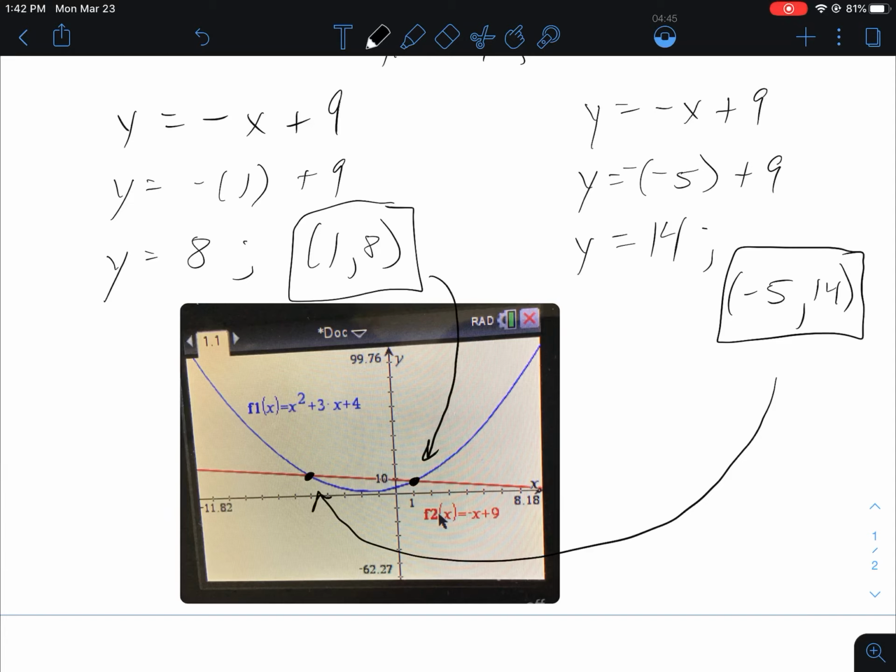So when you're talking about a linear equation and a quadratic equation, you have a couple possibilities. You have what we have here, which is two solutions, two points of intersection. You could potentially have a tangent line, so it's only intersecting in one point, one solution. And then you still have the possibility of no points of intersection, which would be no solution. All right, that's really it for now.